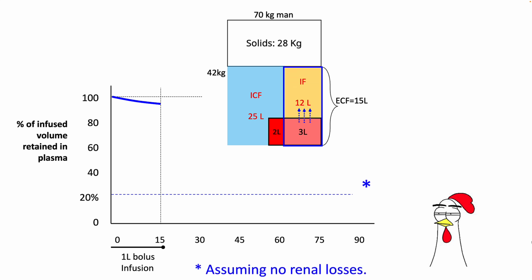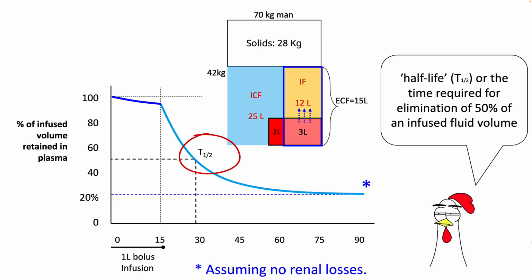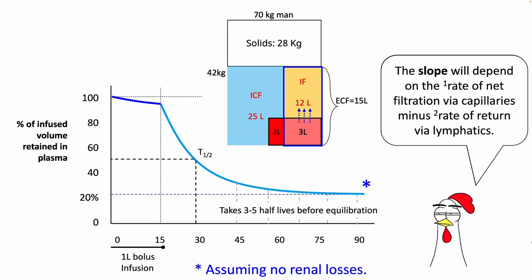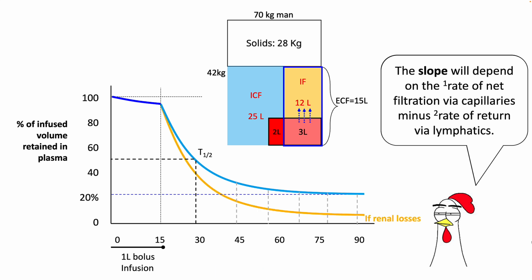So whatever fluid you gave into the intravascular compartment will slowly leak into the interstitium over some period of time. Half-life of the fluid is defined as the time required for elimination of 50% of an infused fluid volume. It takes 3 to 5 half-lives before the equilibration occurs, and here we are assuming there are no renal losses. The slope of this curve will depend upon the rate of net filtration via the capillaries minus the rate of return via the lymphatics. If you put kidneys into the equation as well, the curve will look a little bit steeper because some of the volume is going to be lost via the kidneys.